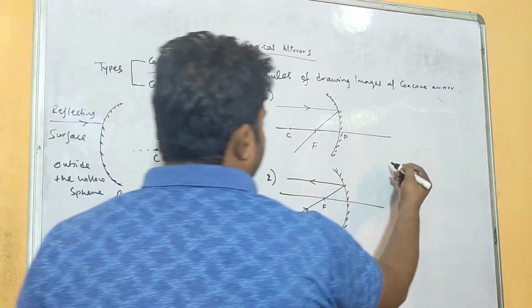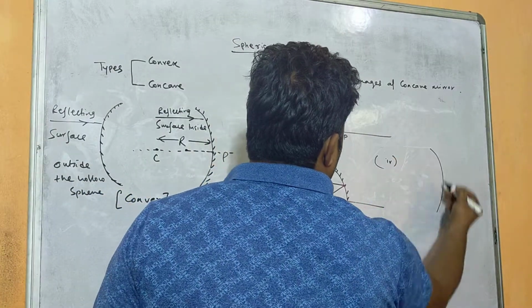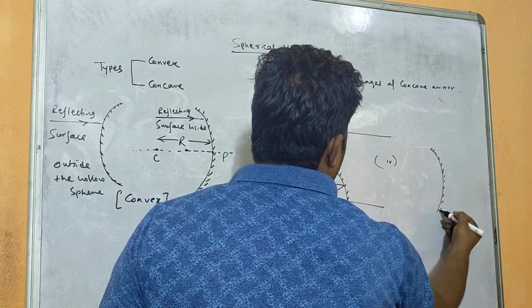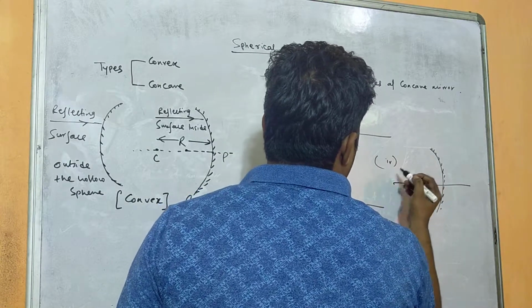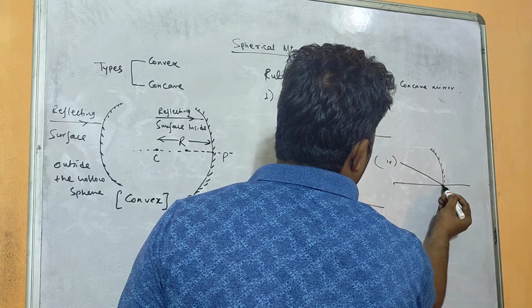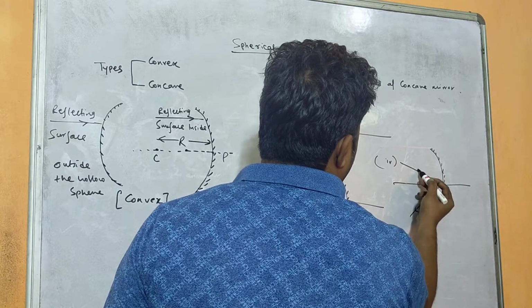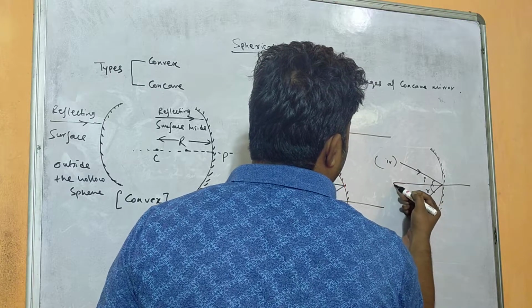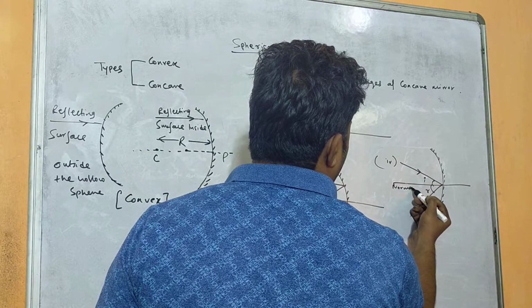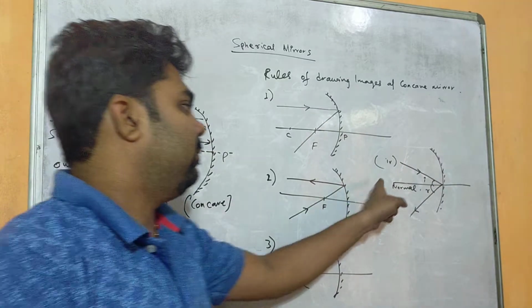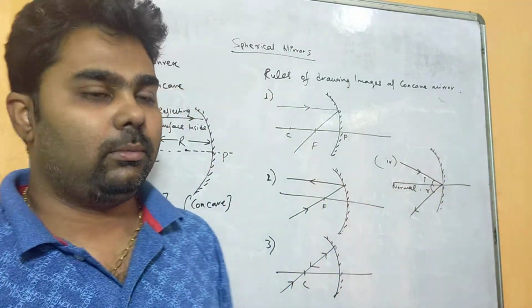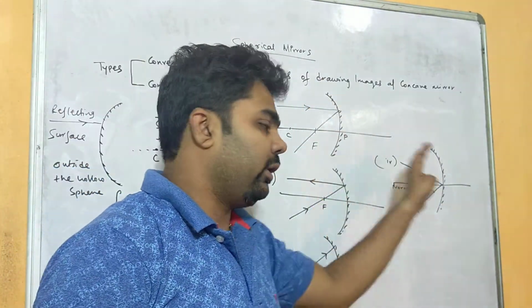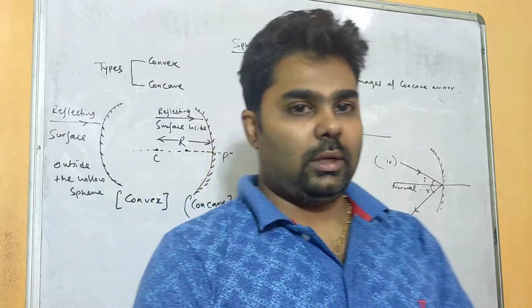Rule number 4 is saying that in a concave mirror, with the principal axis, whenever a ray of light is falling on the pole, it will reflect back in the same medium, such that the angle of incidence equals the angle of reflection, and the principal axis acts as a normal. Okay, so this is the principal axis which will be acting as a normal. So these are the 4 rules of drawing images of the concave mirror.